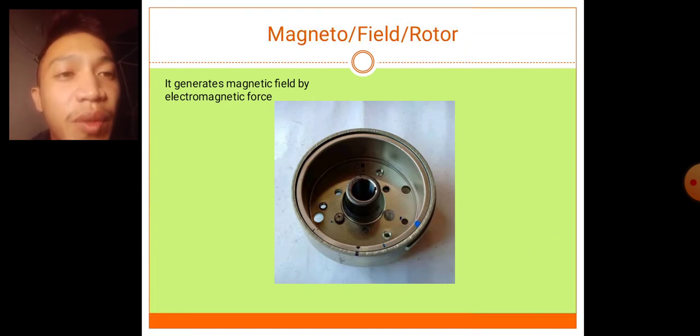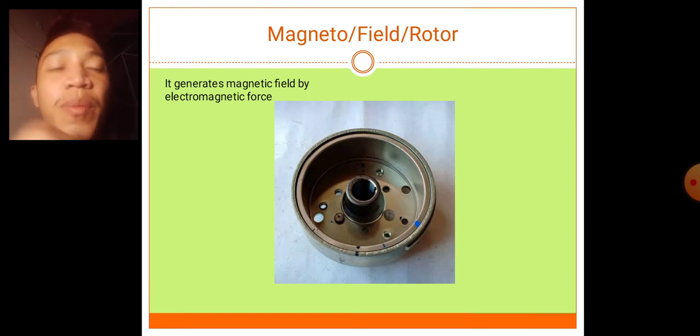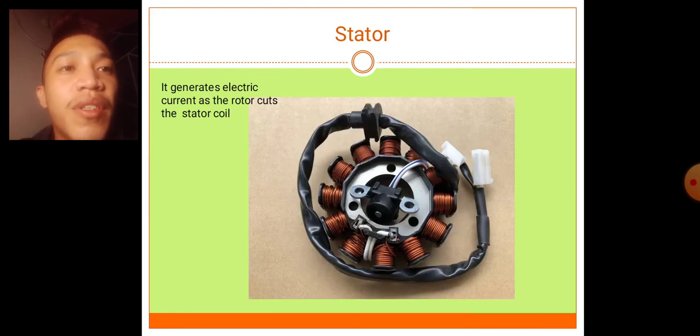Then this one is attached to a pulley, wherein once the engine of the motorcycle starts, it starts rotating. Once it rotates, it cuts the stator coil, wherein the stator coil will generate electricity. Here, the stator generates electric current as the rotor cuts the stator coil. So this is the stator coil of the alternator of a motorcycle.